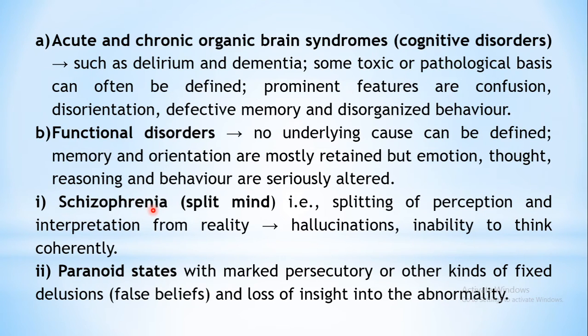Now let's see what is happening in schizophrenia, or as it is commonly known, a person having a split mind or a split personality. That means there is a splitting of your perception. Now what is happening over here? The person's perception, or interpretation about some reality or a situation, is splitting.